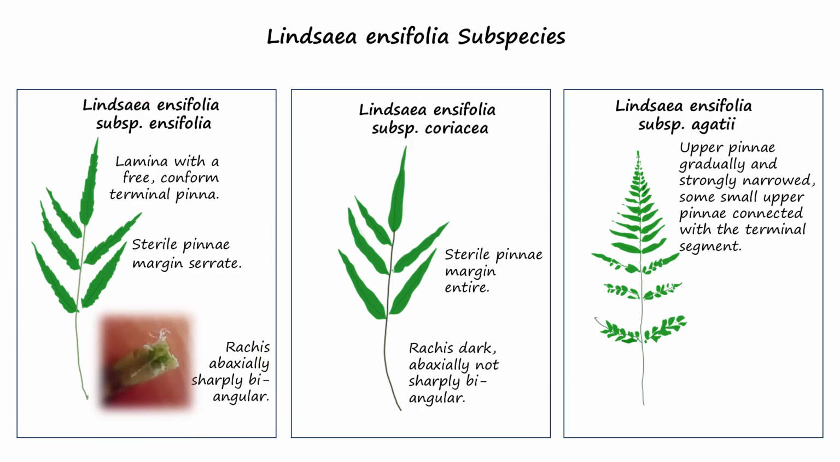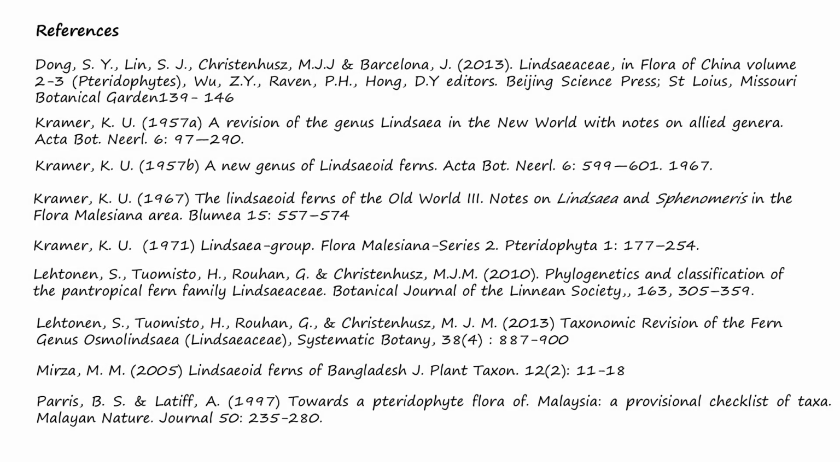In contrast, subspecies agatii has upper pinnae that are gradually narrowed and the apex pinnatified, while subspecies coriacea has a darker rachis, abaxially not sharply biangular, and entire margins on sterile pinnae. Here are a few references I used that helped me identify the Lindsaeoid fern I found.